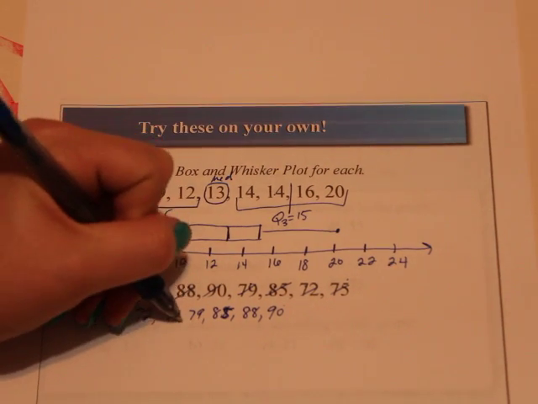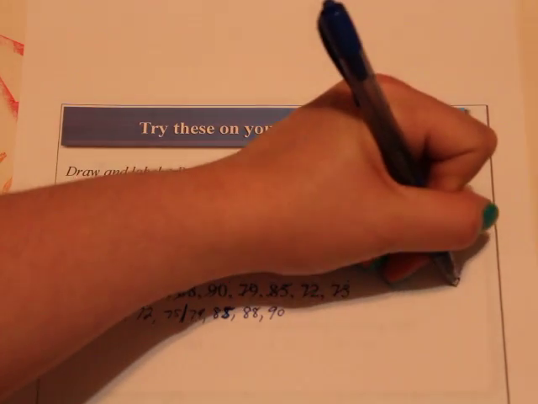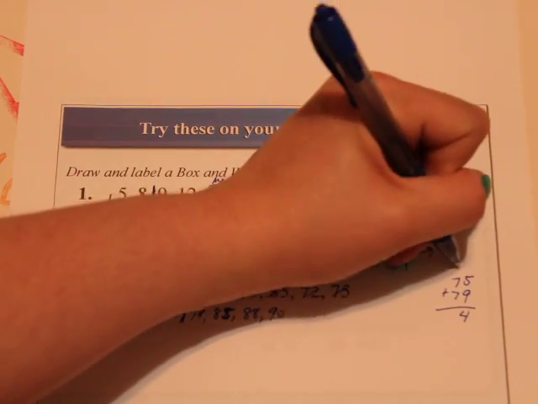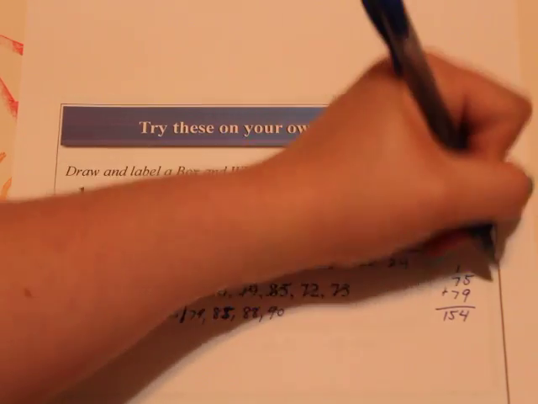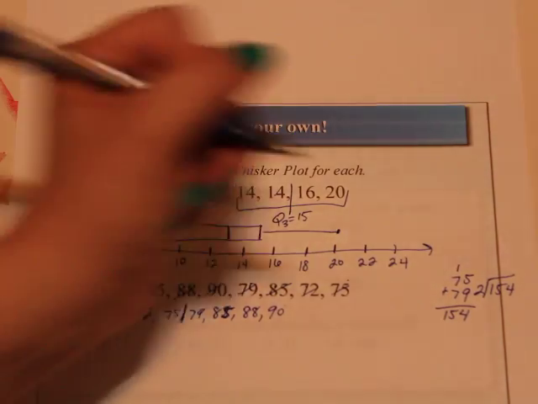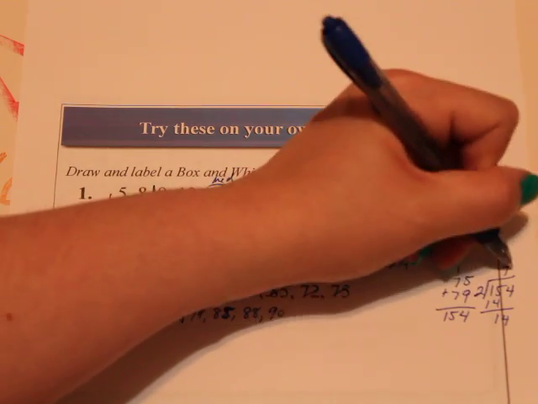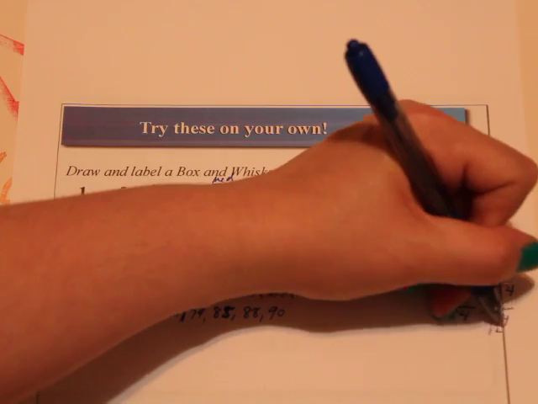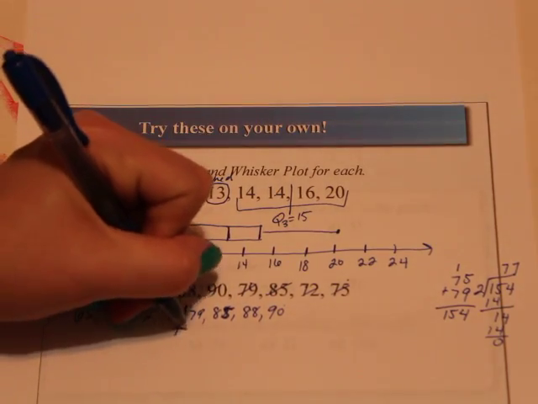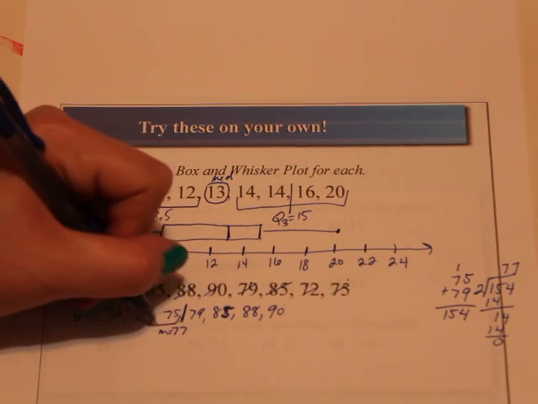I'm ending up here. I've got to find what's in the middle of 75 and 79. So add them. Now 154 divide by 2. Okay, 2 goes into 15 7 times. That's 14. 2 goes into 14 7 times. And there we go. So in between the middle of 75 and 79 is 77, and that's your median.